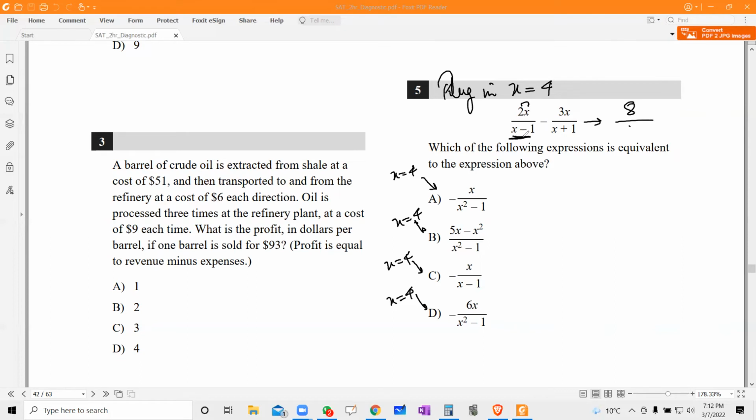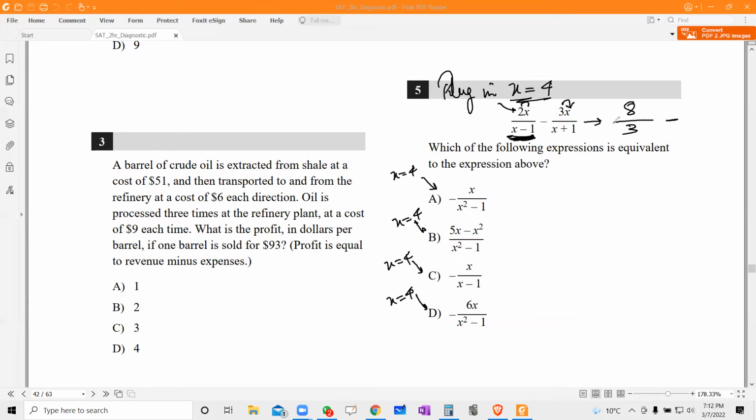X minus 1 means 4 minus 1, which is 3, because you're plugging in the value of x as 4. In the numerator you got 2 times 4, that's 8, and in the denominator you got 4 minus 1, that's 3. And you have a minus in between.